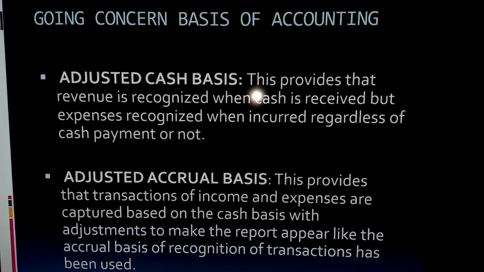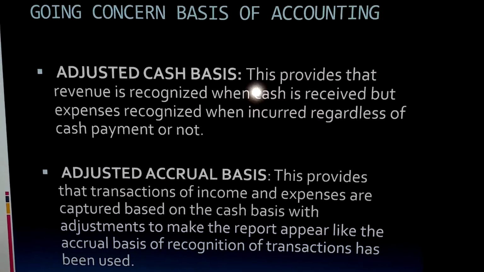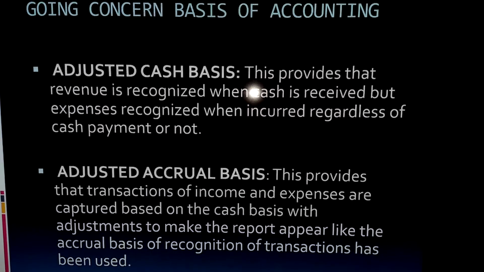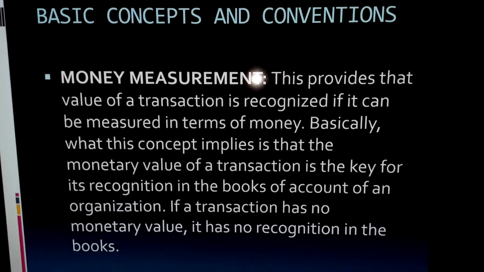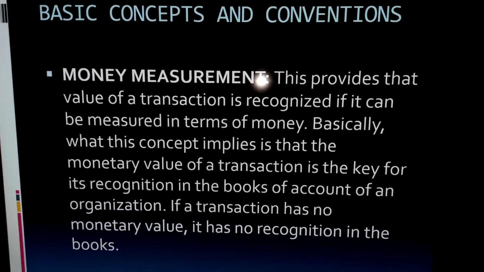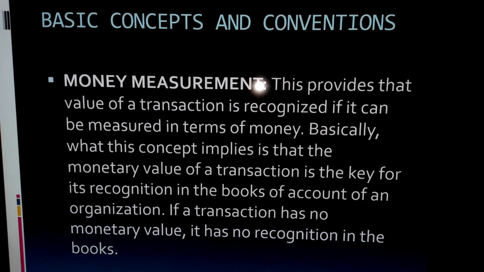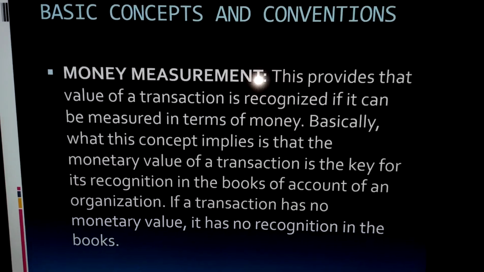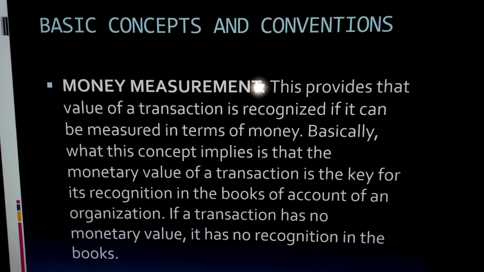So basically, you are applying cash basis, but you will use journals to make some adjustments and make it look like accrual basis. So let's continue with the concepts and conventions. We've just talked about going concern, and then we looked at accounting under the going concern concept. So here we have what we call money measurement.